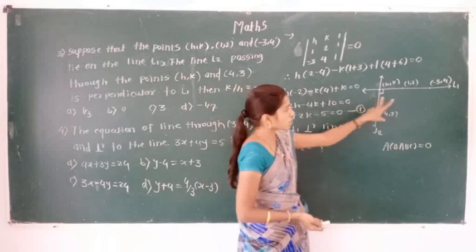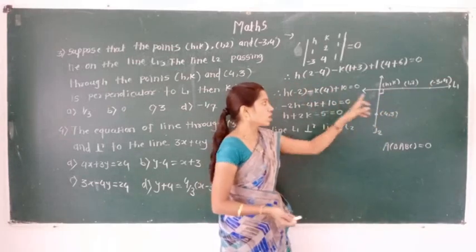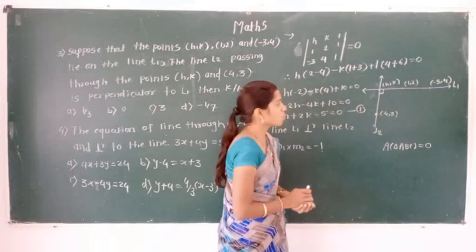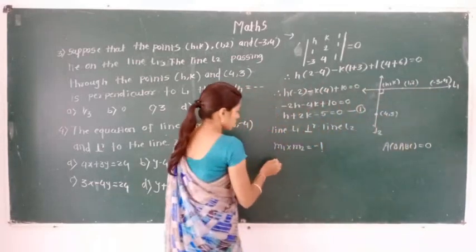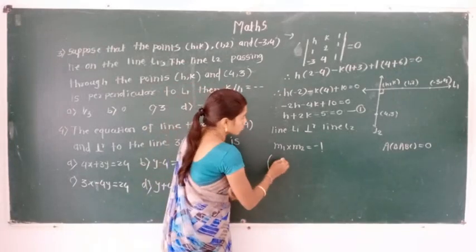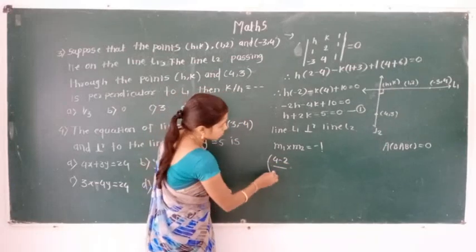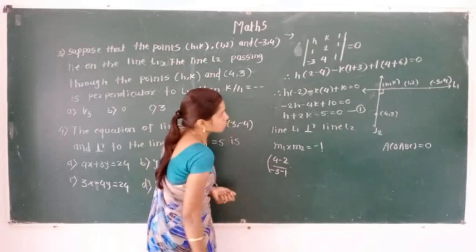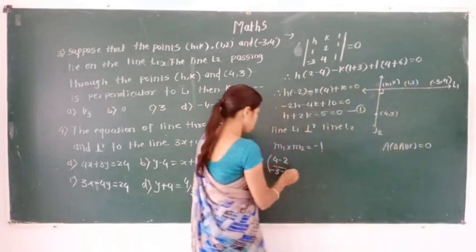We have to take 2 points and use them to find the slope of line L1. So here we take these 2 points. Slope of line L1 is (y2 minus y1) divided by (x2 minus x1), that is, 4 minus 2 divided by minus 3 minus 1.